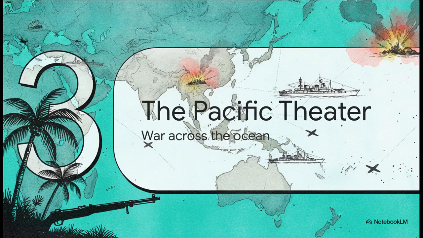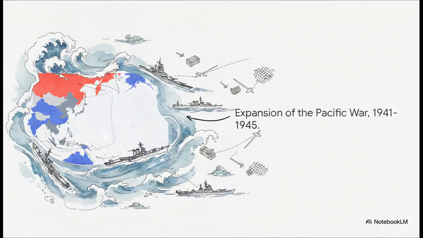Section 3. The Pacific Theater. War across the ocean. Meanwhile, on the other side of the world, December 7th, 1941 happened. The Japanese attack on Pearl Harbor, Hawaii, dramatically forced the USA into the war. And as you can see perfectly on this map, the theater of war expanded drastically.